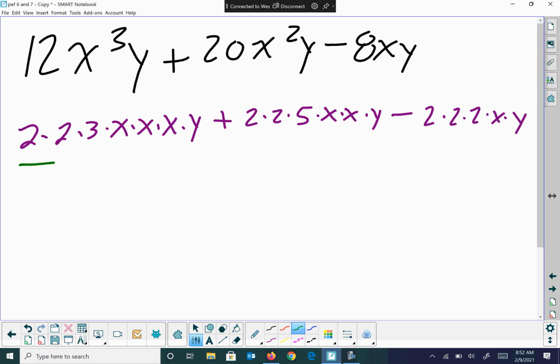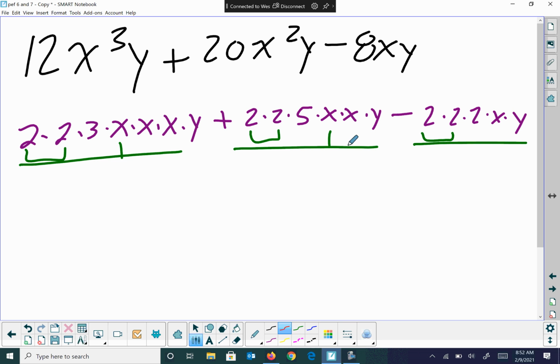So I have 3 terms still up there. So what does it look like I have in common between the 3? Do they all have a 2? Yeah, we have 2 2's, right? What else? An x and a y. What do you think? That's it. So 2 times 2 is 4, so I have 4xy that comes out.